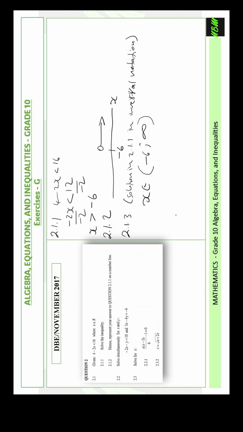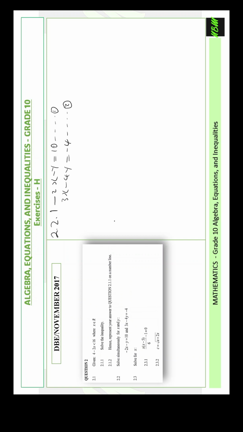Right. Then let's move on to 2.2. 2.2.1. We have to solve the 2 equations simultaneously. We are having minus 2x minus y is equals to 10. We will label it our equation 1, and we have 3x minus 4y is equals to negative 4, and we will label this our equation 2.